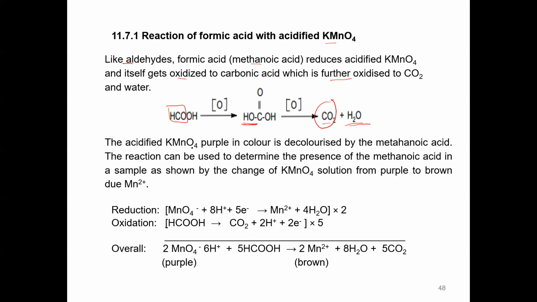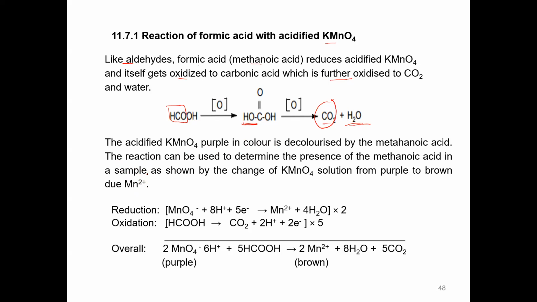So the acidified KMnO4, purple in color, is decolorized by methanoic acid. Alright, and the reaction can be used to determine the presence of methanoic acid in a sample as shown by the change of KMnO4 solution from purple to brown due to manganese 2 plus ion.